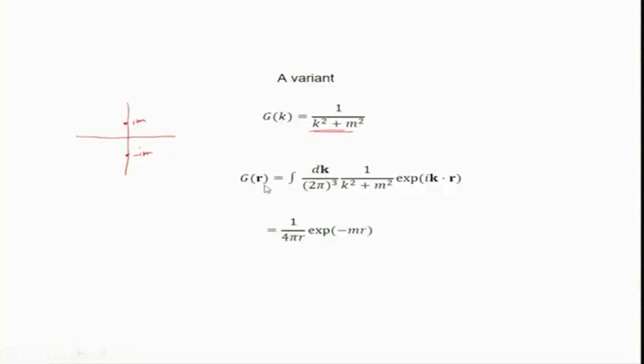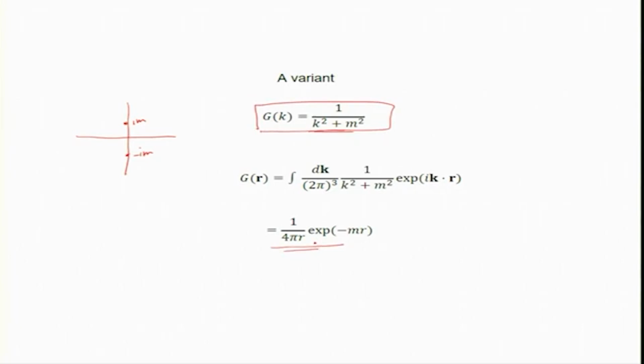In 3D, g of r is this: exponential minus m r by 4 pi r, okay. This is the shielded electric potential, or in field theory m is like mass, okay. So, when I do the field theory with massive particles, we will get this Green's function, and then this will be the real space Green's function.